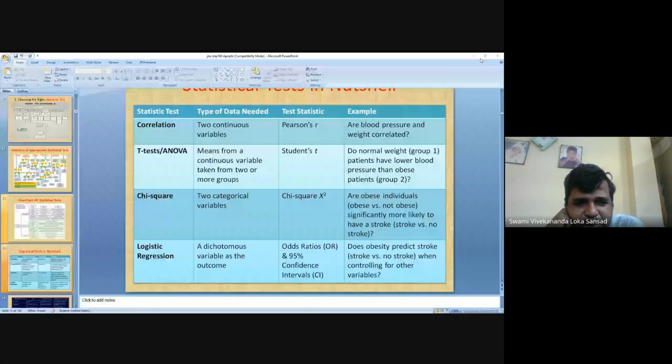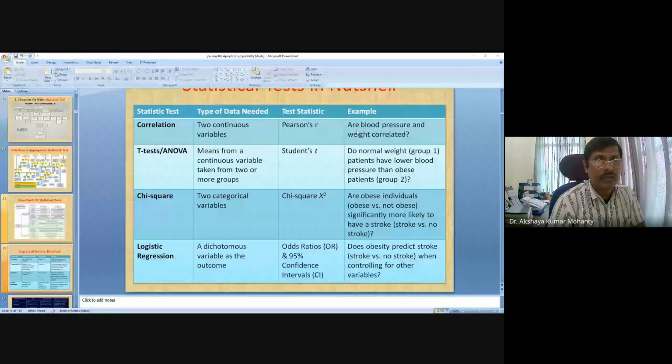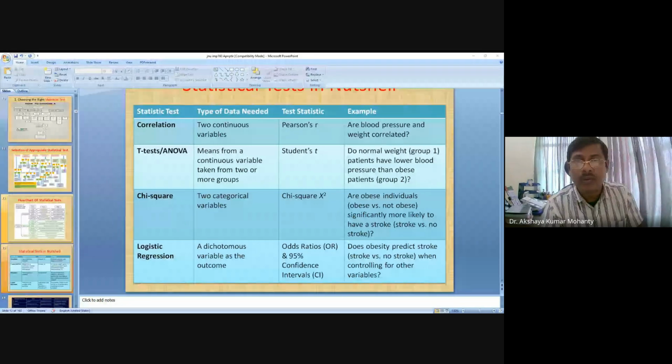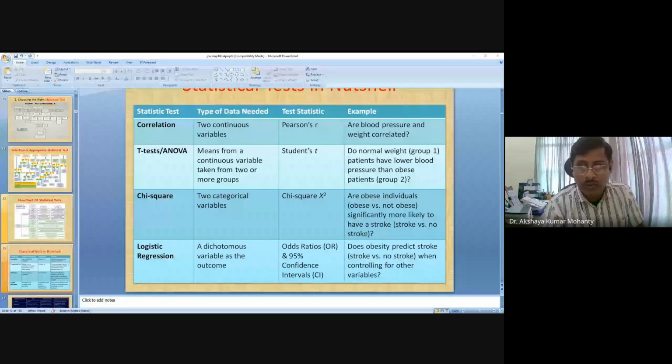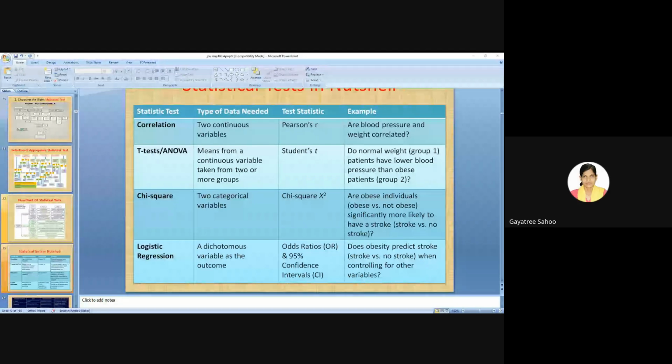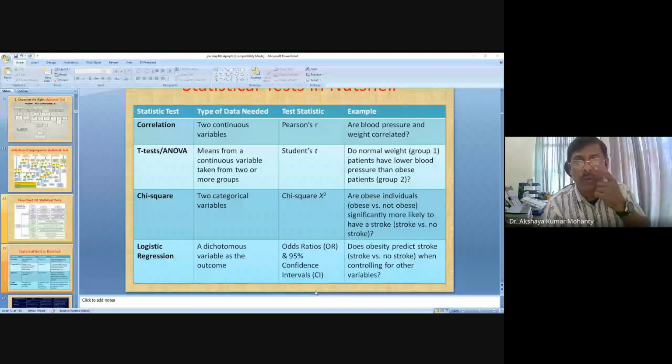So now, audience, is it visible now? No, sir, the slide is not visible. You just share one second. Okay, let me share now. I think it is visible. Give one second. Yes, it is visible, sir. Okay, now you tell me.